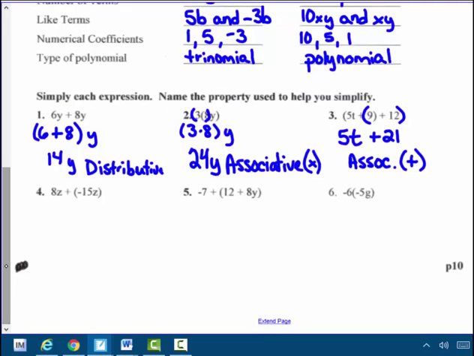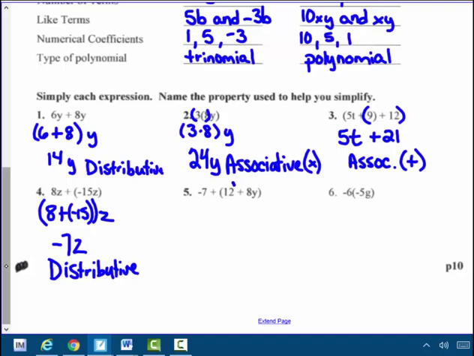In number 4, 8 zebras added to negative 15 zebras, not possible, but I'm just going to say that. If I take out the z that's common to both terms and add, for different signs, subtract. Subtract those numerical coefficients because they have different signs. 8 take away 15 gives me -7 z's. Again, I'm using the distributive property here to put these together.